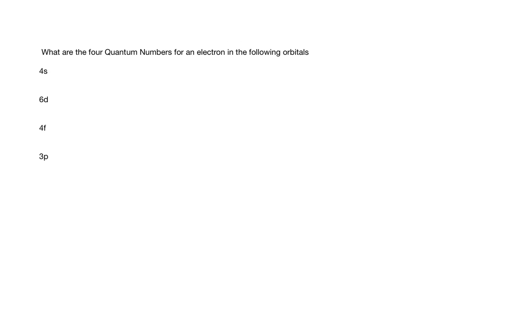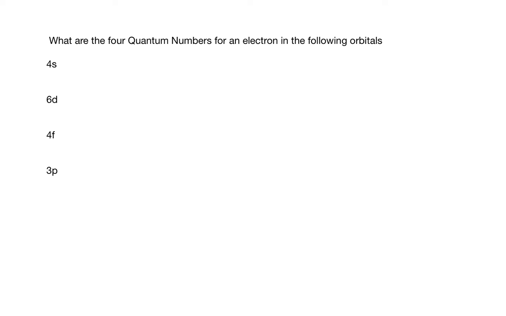So in this question, it asks, what are the four quantum numbers for an electron in the following orbitals? So we'll look at those one by one. The four quantum numbers are N, L, M sub L, and M sub S. So it turns out it's pretty easy. For N, it is the large number in front.